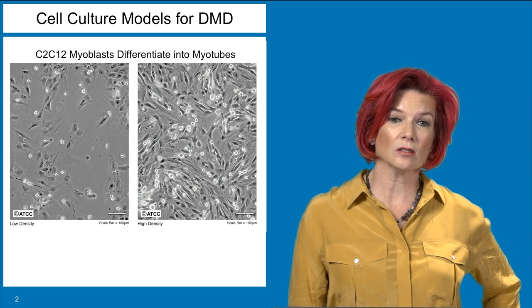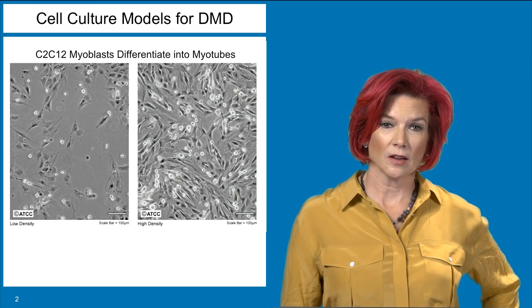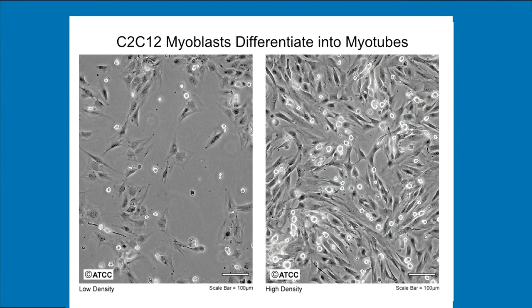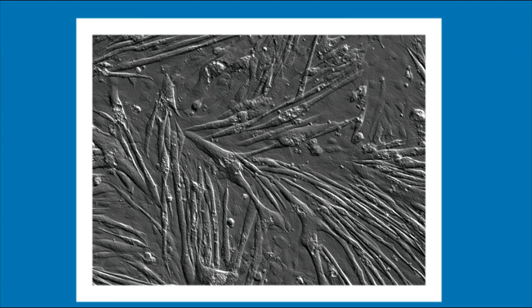Shown here are examples of C2C12 myoblasts. These are single cells, muscle cells, that have an individual nucleus. Shown in these two panels are the cells grown at low density and at high density. The cells can be induced to differentiate and form these really wonderful thick myotubes that have many nuclei and actually can contract in culture.